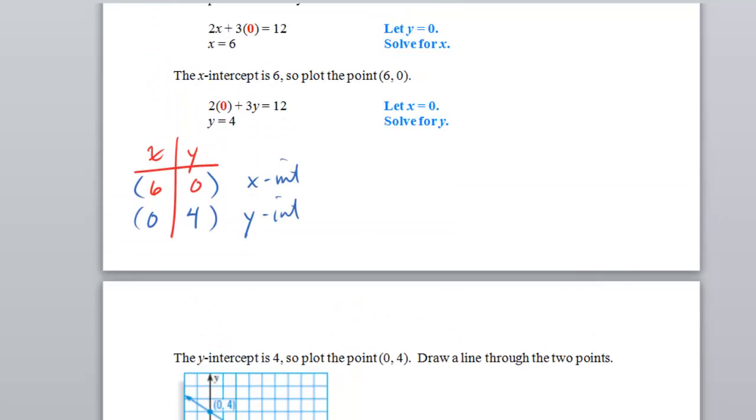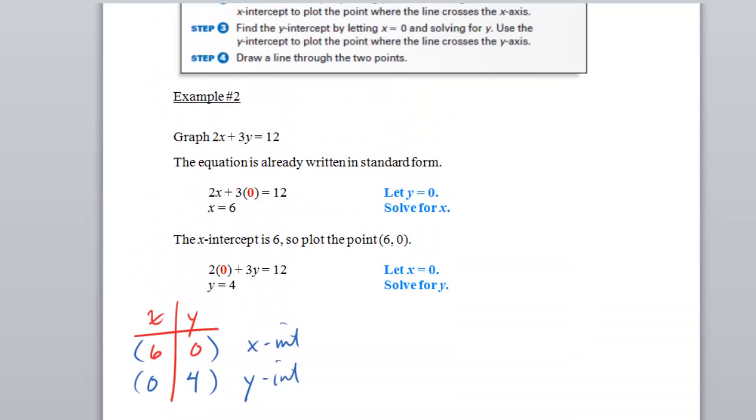Now, what if we get a very complicated set of equations? Maybe we want to do a shortcut. If we remember, our shortcut for the x-intercept is the c value over the a value, and the a value in this case is going to be 2. So we get an x-intercept of 6, but keep in mind that has to be written as a point of 6, 0. That 6 is representing the x-coordinate, or the x value.